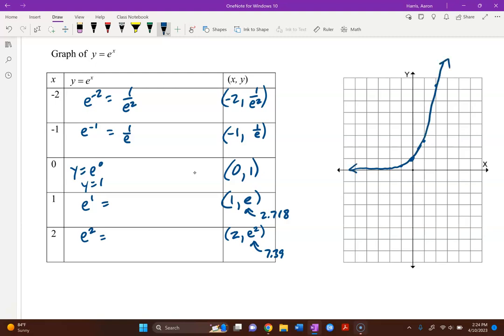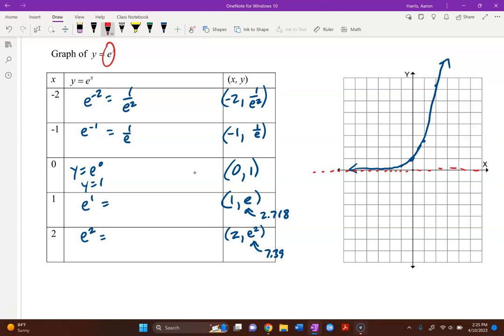It does go through different points besides that 0, 1, which is the only point they have in common, but it still has that horizontal asymptote at y equals 0. The difference here is it's a little steeper because e, which is 2.718, is bigger than 2. The other one was 2 to the x. This one's e to the x. So it goes up a little steeper after x being greater than 0.